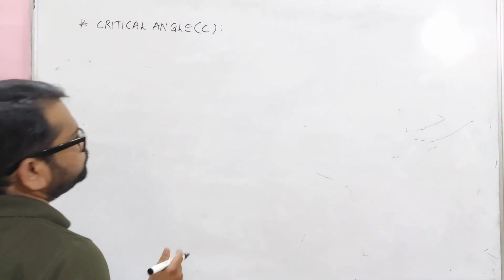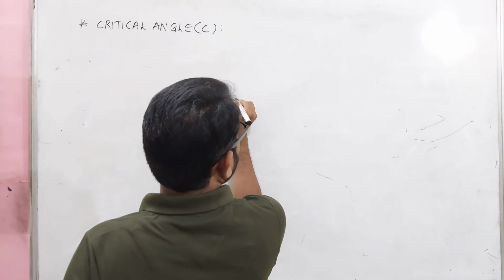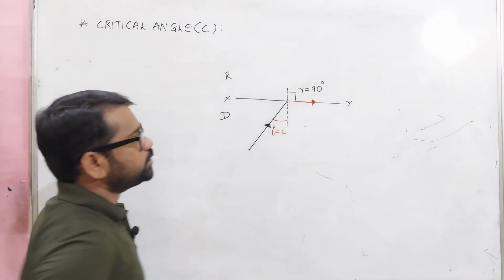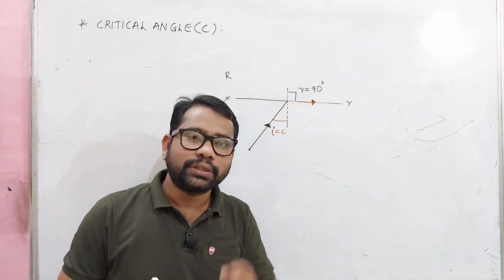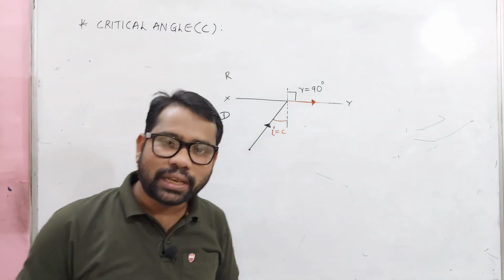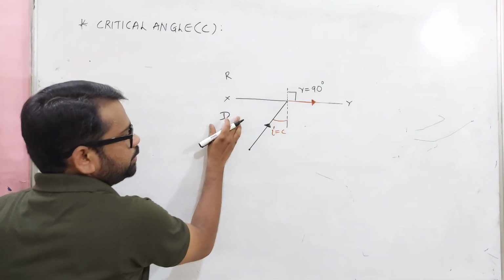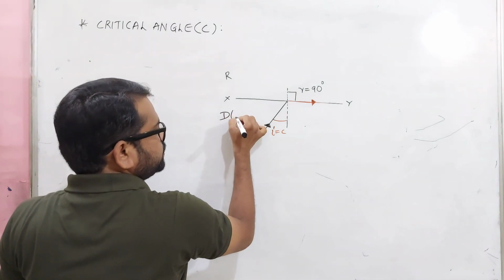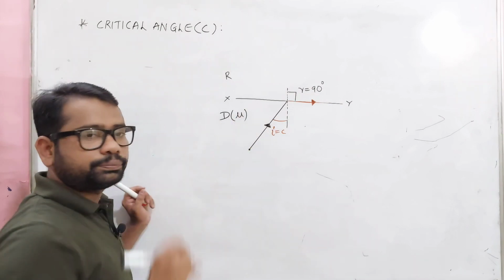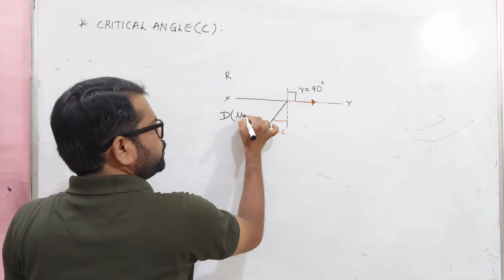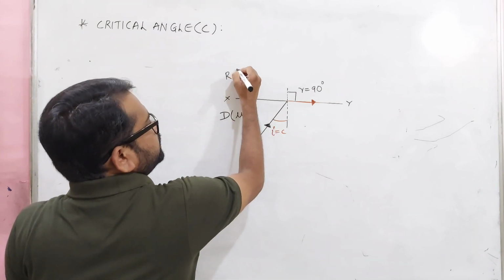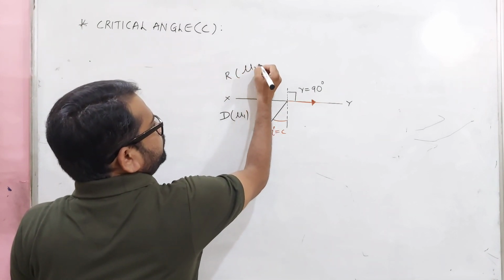For that, dear children, let us take a special case of 90 degrees. This is a special case where we are particularly showing the critical angle. Children, here is a denser medium. Let us say its refractive index is mu1, and it is a rarer medium whose refractive index is mu2.